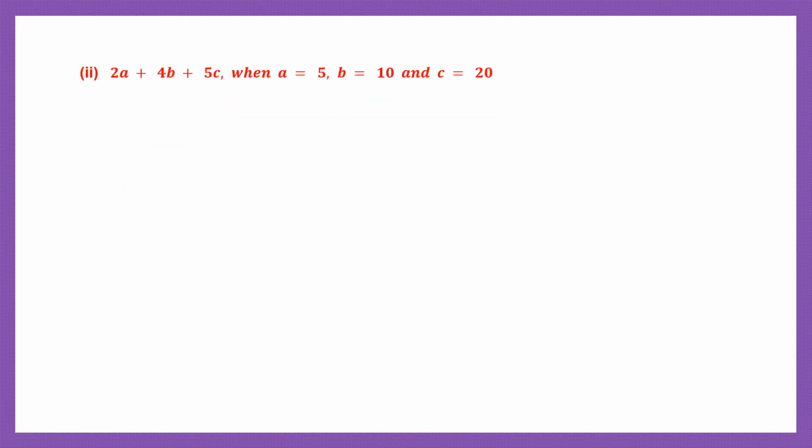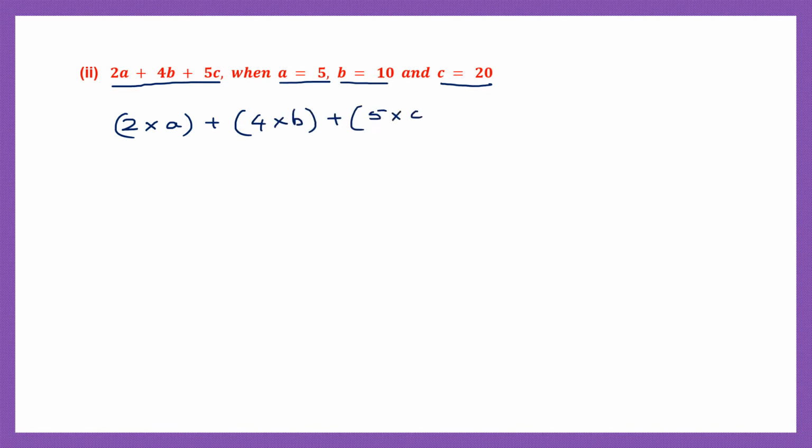Question 2. Find the value of this expression 2a plus 4b plus 5c when a is 5, b is 10 and c is 20. So let's start. 2a means 2 into a. Let's put that in brackets. Plus 4b is 4 into b plus 5c is 5 into c. Now let's start substituting. 2 into a is 5 plus 4 into b is 10. I'm taking all this from the question given to us. 5 into c is 20.